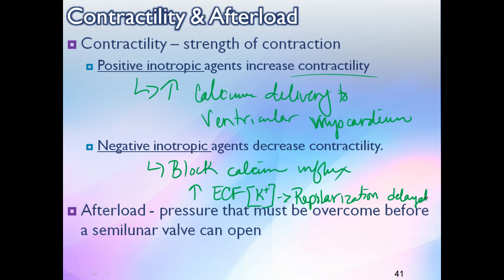Finally, we have afterload. Afterload has an opposing effect on stroke volume. So as afterload increases, we'll see a decrease in stroke volume. Okay, now why is that? Afterload is the pressure that must be overcome in order to open up that semilunar valve. Now, as you saw in our discussion of the cardiac cycle, normally the aortic pressure is 80, right? Which means as soon as we hit 81 down here in the ventricle, we're ejecting blood.